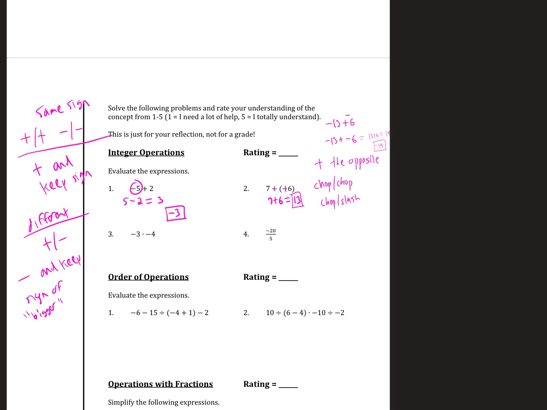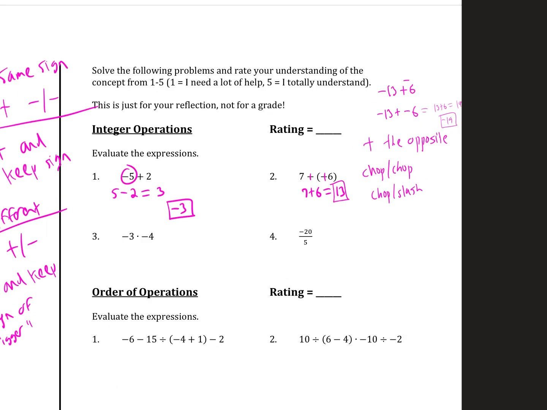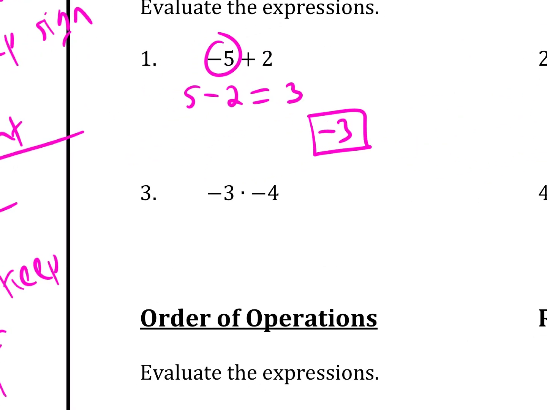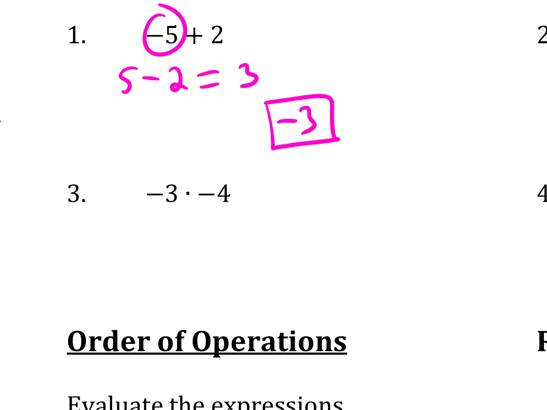Make sure you put a rating. Think about how you're feeling with. Actually, we got to do 2 more problems here. So, all right, next thing we have here, a little bit different, but we have -3 times -4. So 2 negatives when we multiply equals a what? Kind of weird here. This is going to be a positive. It's going to be positive 12.